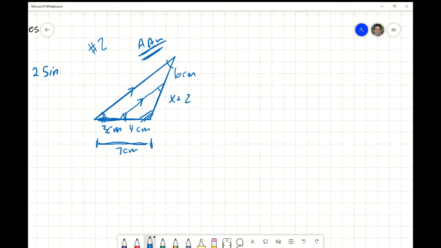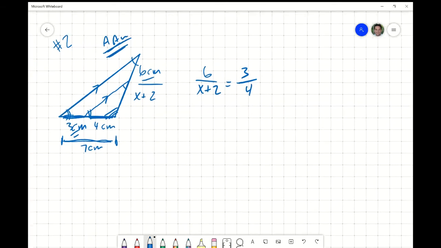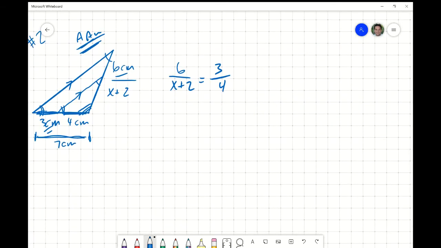The way that I like to set this up is just think of this as a fraction. So let's come over here and create the 6 over x plus 2 is equal to, well, if I did 6, I've got to do 3 in the top here, like that right there, and x plus 2 is going to correspond and go with 4. All right, so this is a little bit harder. Let's work this out. All right, so let's do 4 times 6 first, which is 24.